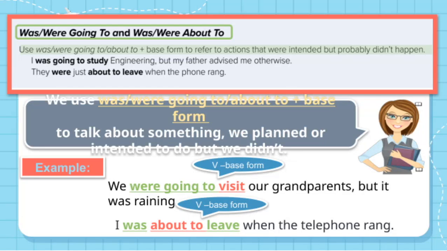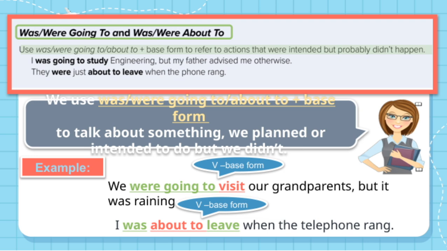Now let's look at some examples using the past forms of to be combined with going to or about to. First, we have I was about to leave when the telephone rang. This sentence shows that I was nearly leaving, but then something happened that changed my plans. The phone rang. It's a good example of how was about to indicates an action that was imminent but was interrupted.